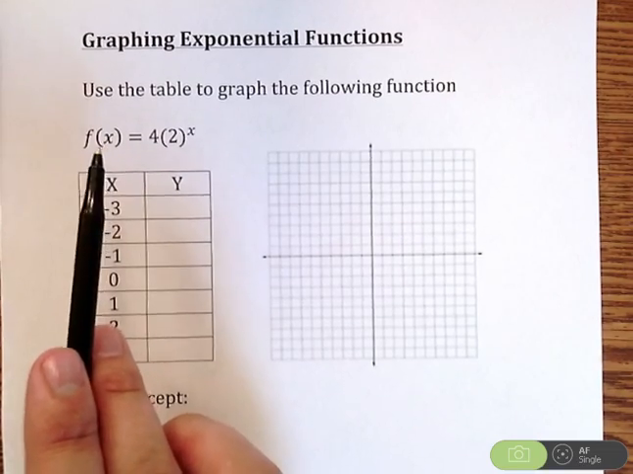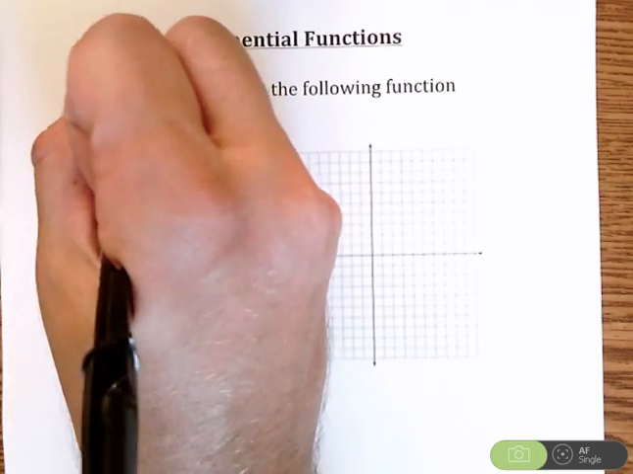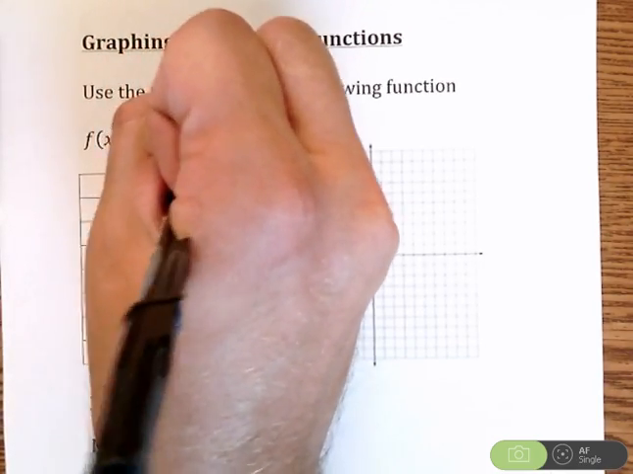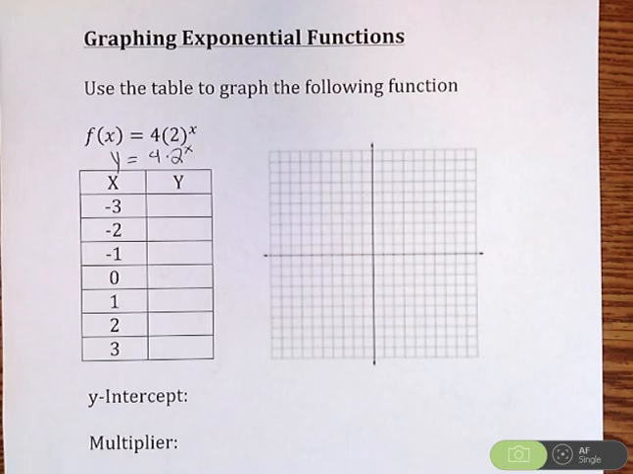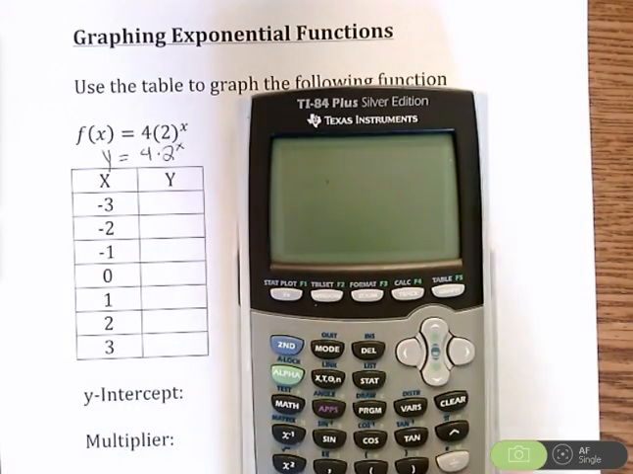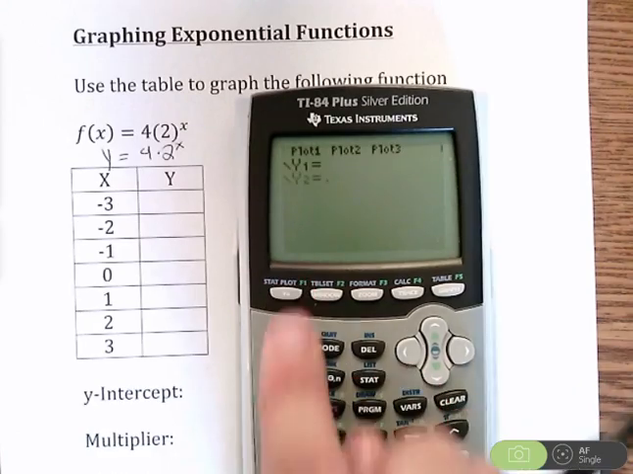Whenever you see f of x equals 4 times 2 raised to the power of x, that f of x is the same as y equals 4 times 2 raised to the power of x. So let's go to our calculator and actually graph this. What you're going to need to do is, at the top left, you're going to have a button that says y equals. You're going to hit that.